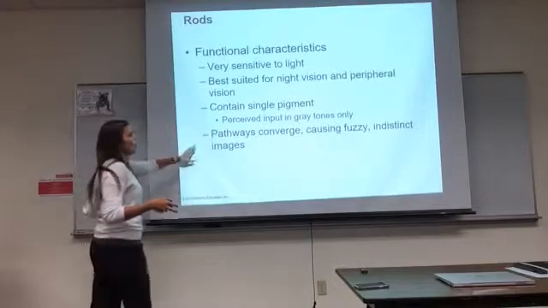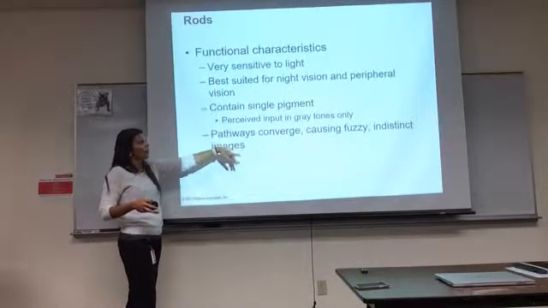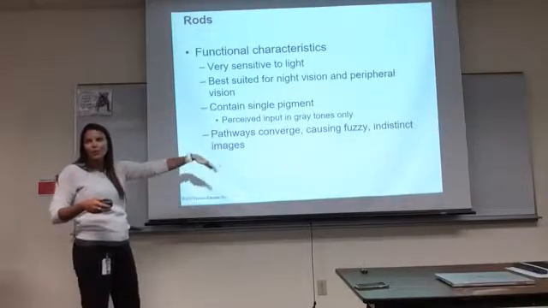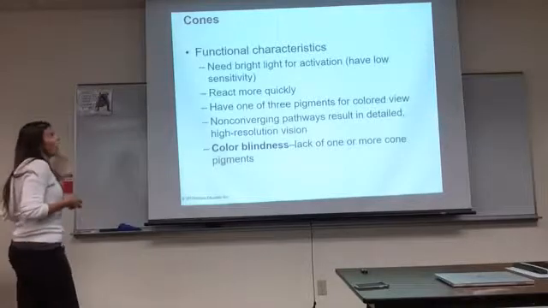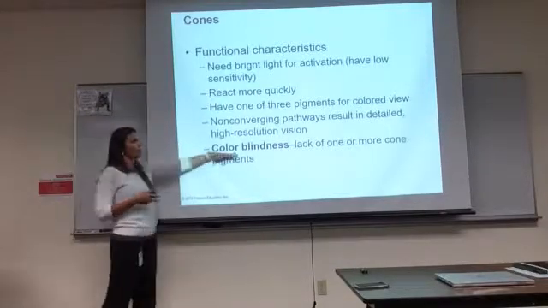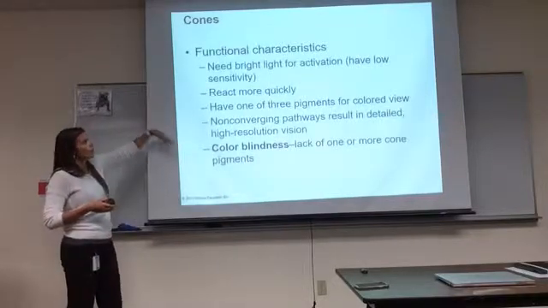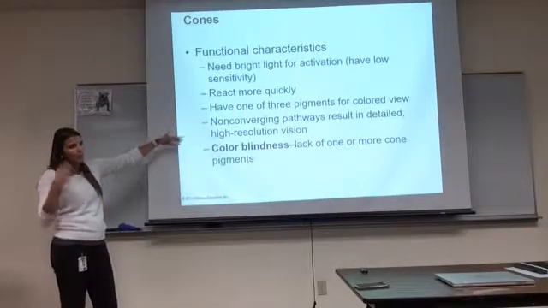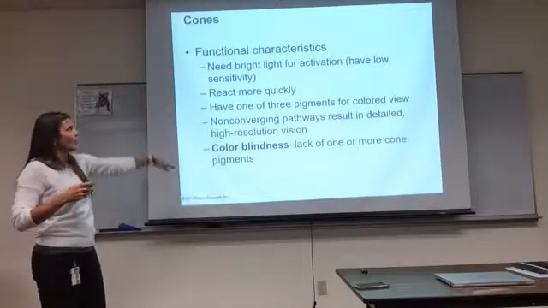Rods help you see shape, overall shape, but no specific details or color. Okay, it tells you the pathways when you're using rods converge, causing fuzzy, indistinct images. So you can't really tell what it is, you just know that something is there. Cones allow you to see color. Color blindness is lack of one or more cone pigments. So we have different pigments. There's 3 pigments, but we don't go into all of that for this part of anatomy. But you're missing one of those.